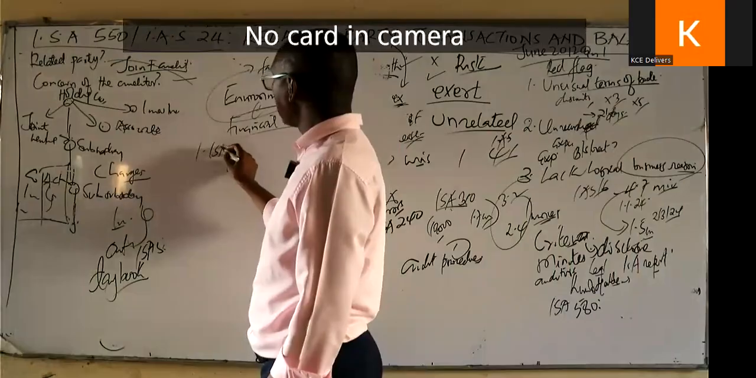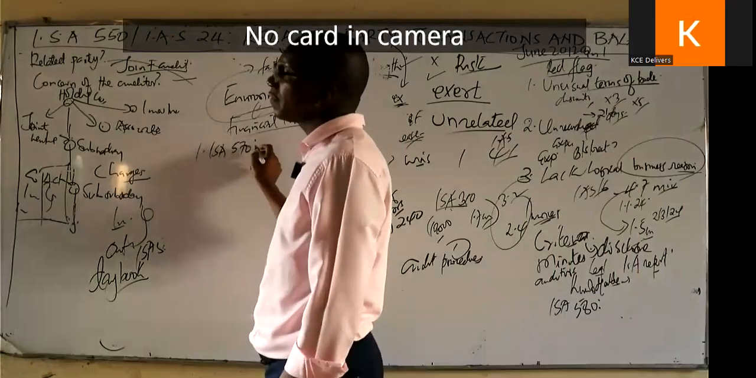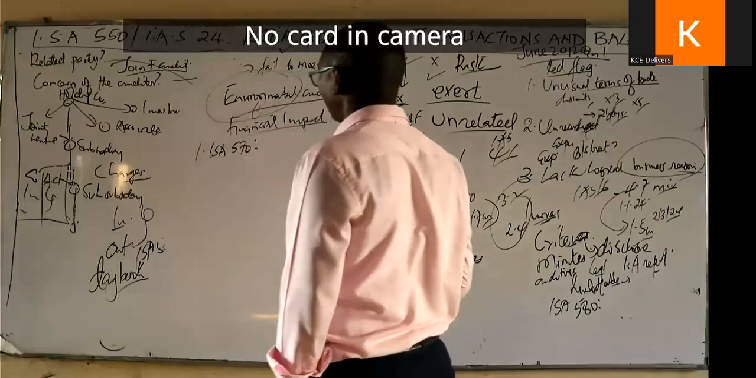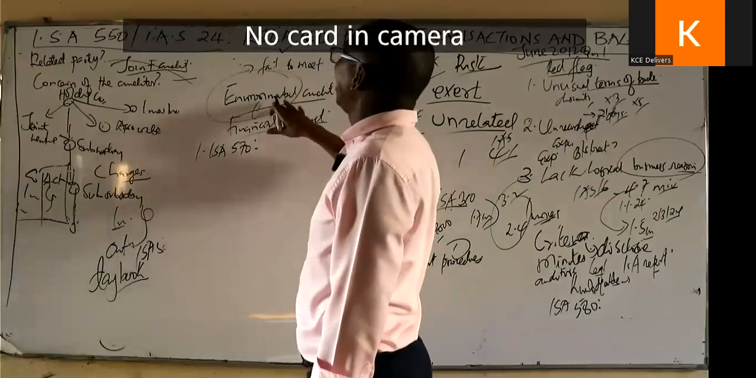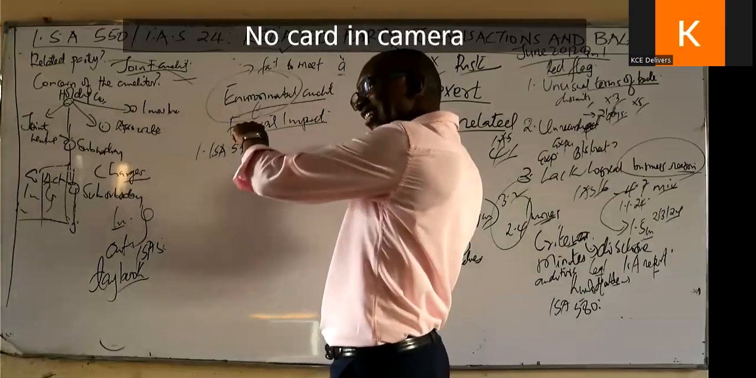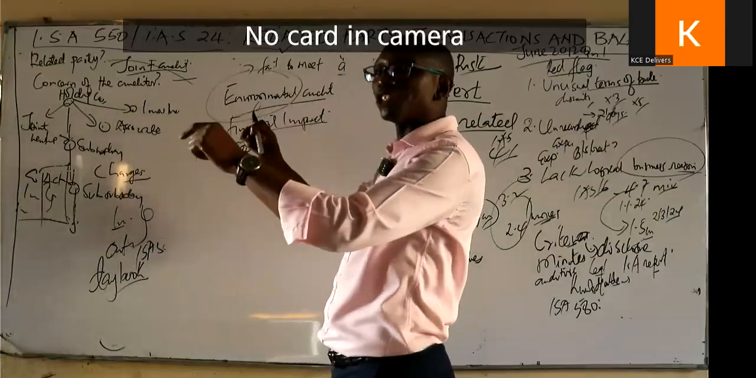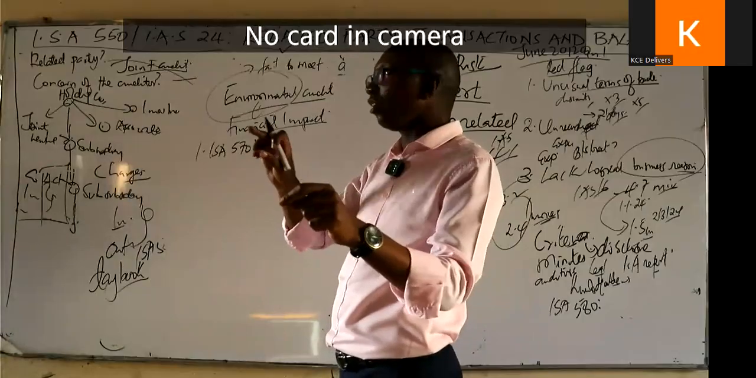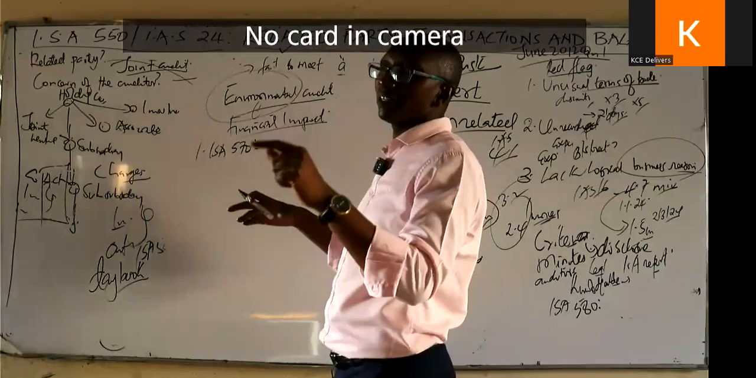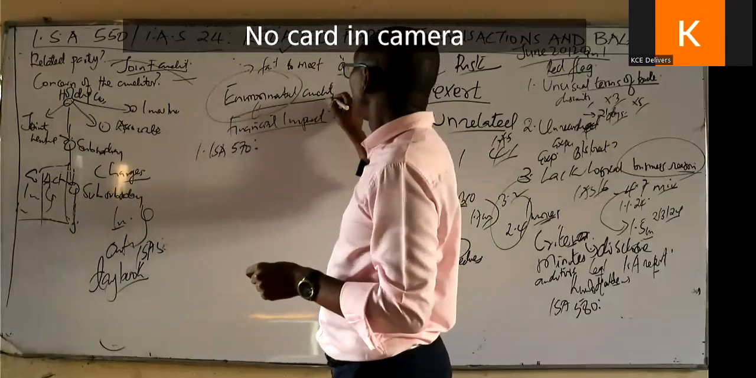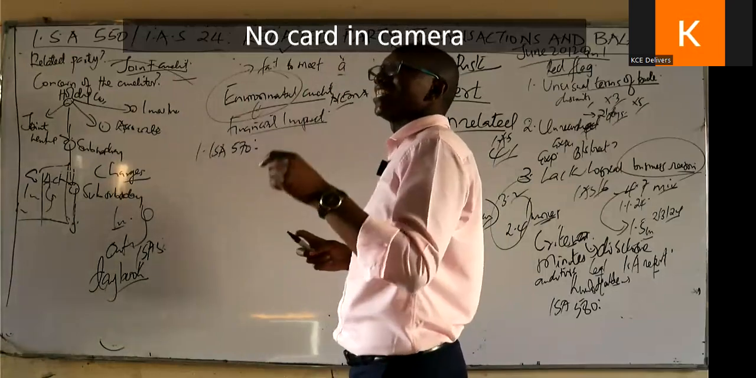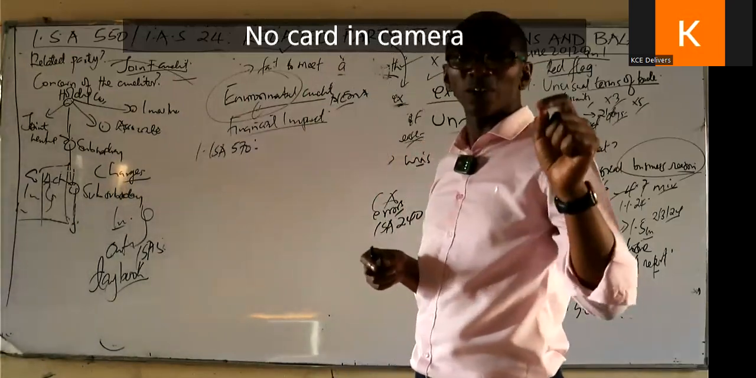One of them is ISA number 570. ISA 570 we discussed, what was it? Going concern. People have grasped these things. Yeah, going concern comes in here. So it is environmental audit, but there is a financial implication of going concern. How do we get here? An entity may be required, say by NEMA, to close down because they are degrading the environment in one way or another.